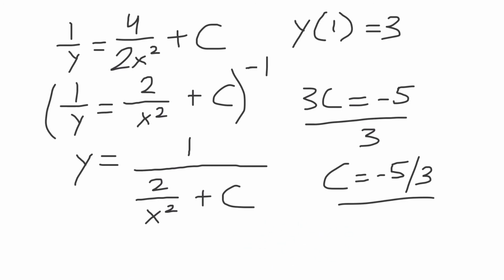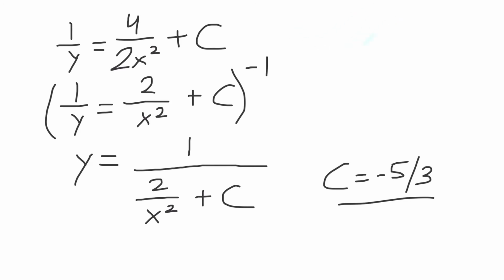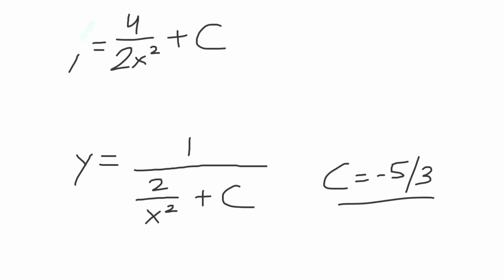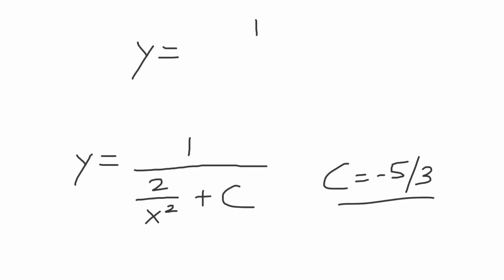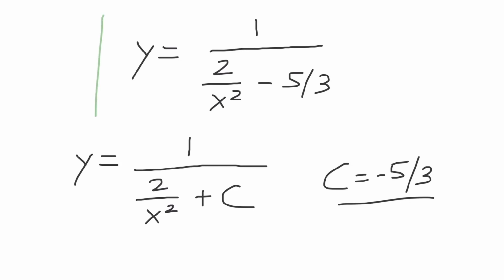And now we can write our final particular solution to this equation. I got to figure out where to write it here. Let's get rid of our initial condition there. And I can just write the particular solution, our final answer to this last problem, right up top here. It's going to be y equals 1 over 2 over x squared minus 5/3, which is the value of c that we just found from the initial condition. And that is our final solution to this third problem.